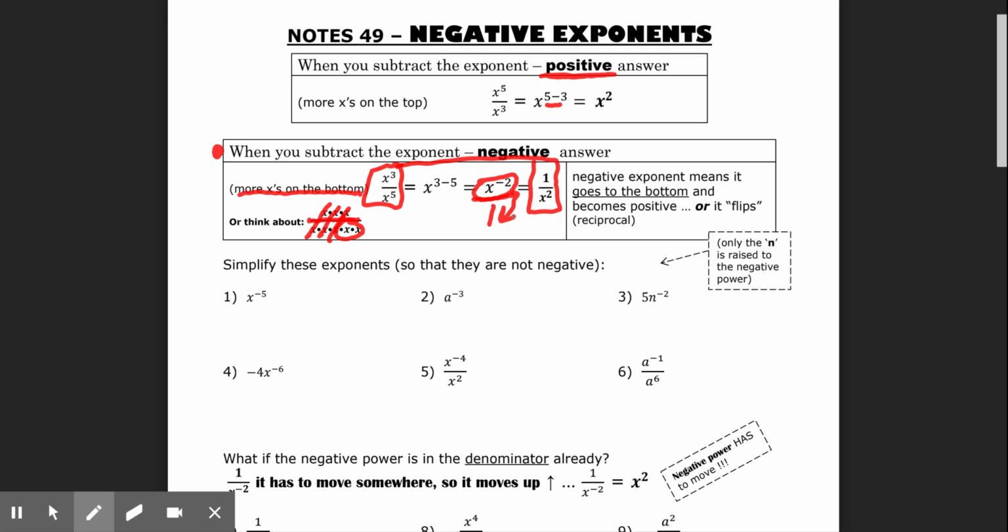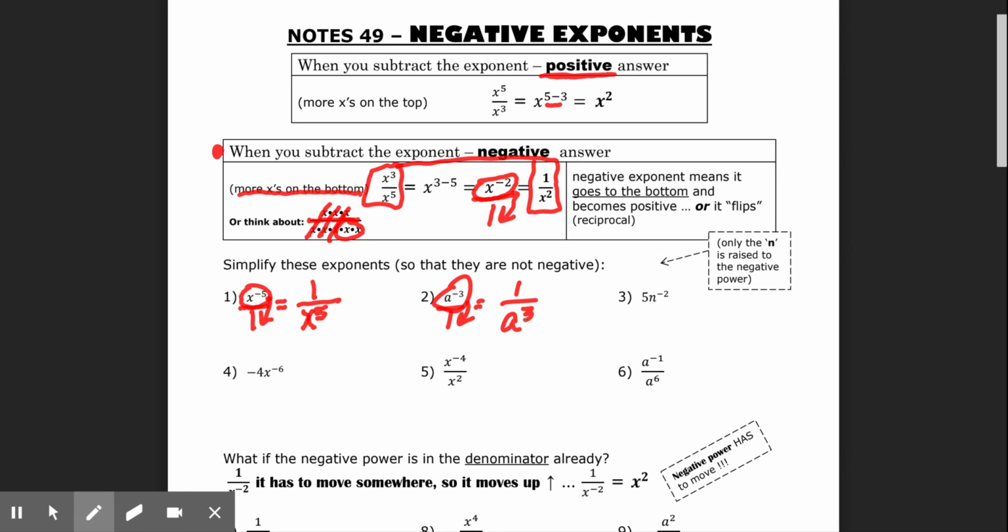So on problem 1 here, this is understood to be over 1 as a fraction. So we're going to take x to the negative fifth and move it to the bottom. So that's going to become x raised to the positive fifth power. Now then, we need a placeholder, so we're going to put a 1 there. All right, number 2, this is like over 1. So we take that, move it to the bottom. So this would be 1 over a to the positive 3.